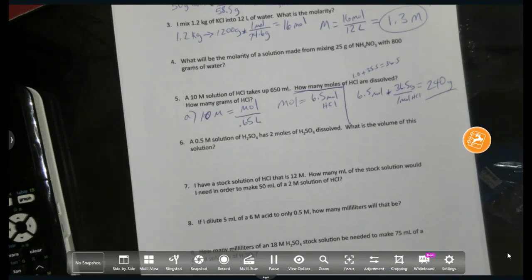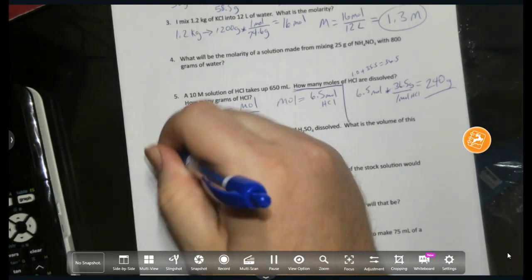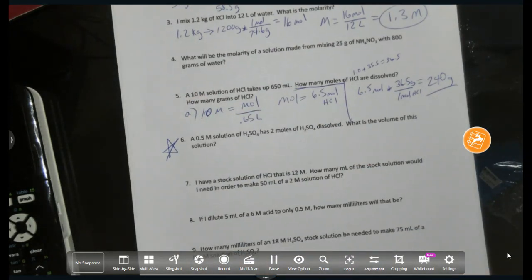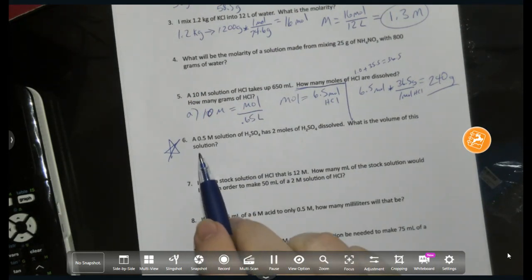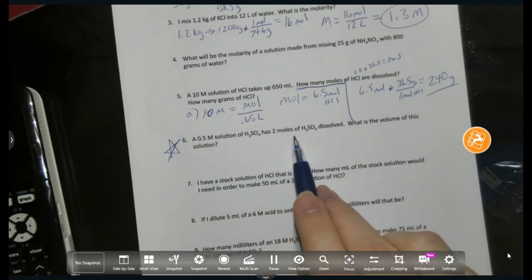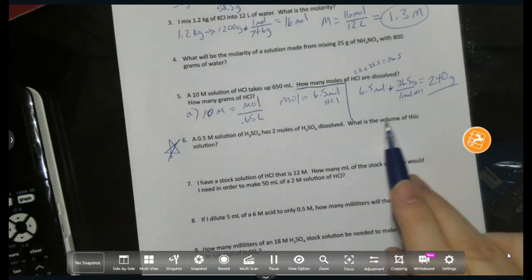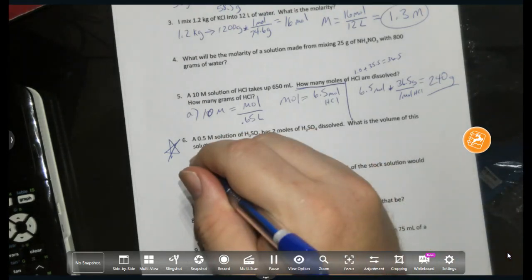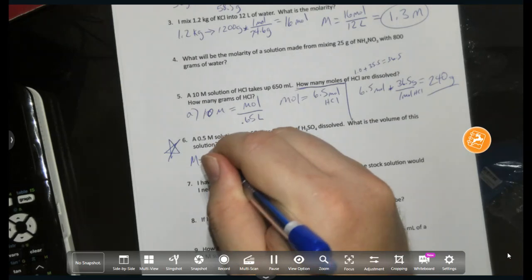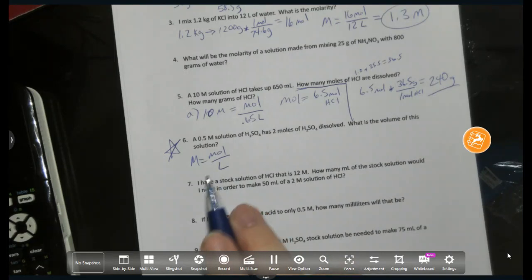All right, number 6. Let's go quickly here. Number 6 is going to be the one that students miss the most. This is the one where we get algebra fail. Let's look and see what we have to do. 0.5 molar solution. I have 2 moles of H2SO4. What is the volume? So if we look at the molarity equation, the volume is in the bottom. And when that becomes your variable, this is where students get in a hurry with algebra and miss the problem.